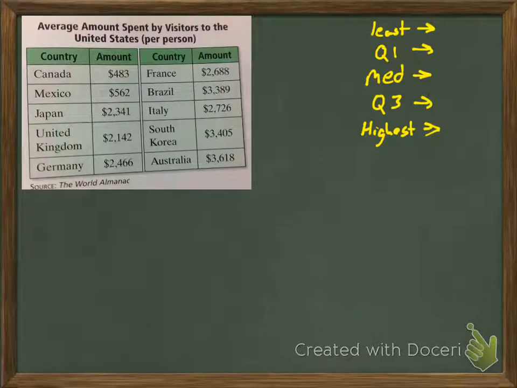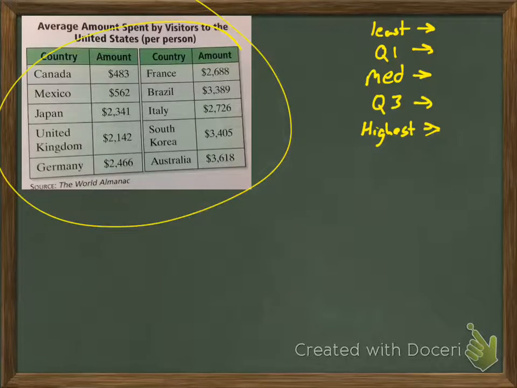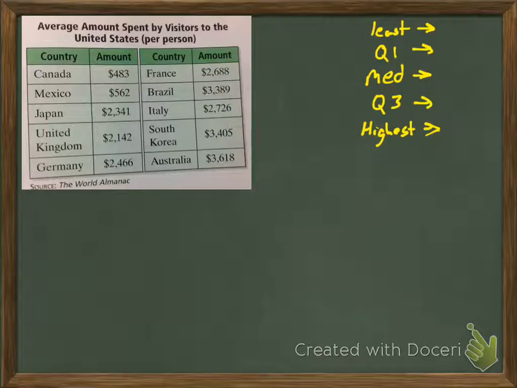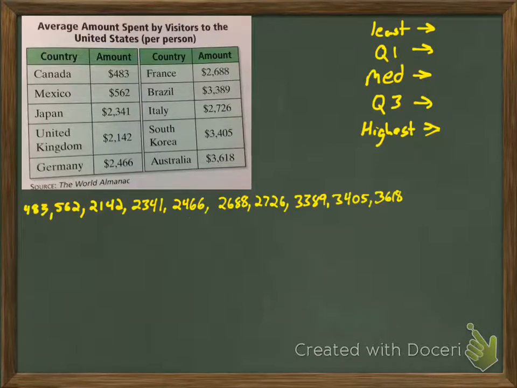Alright, those are the 3 things we can find. So the first thing I need to do is take all this information over here, and I need to list it in order from least to greatest. So let me do that real fast. Alright, now I have all the values listed from least to greatest.